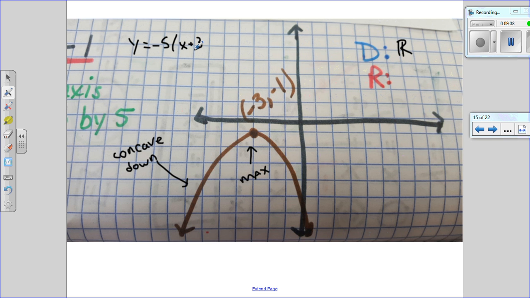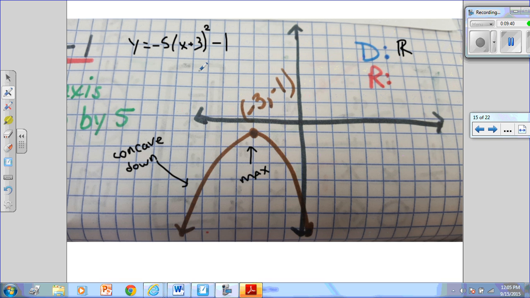Okay, so this was our equation, and you have it already. You have it right here. So don't copy it over.